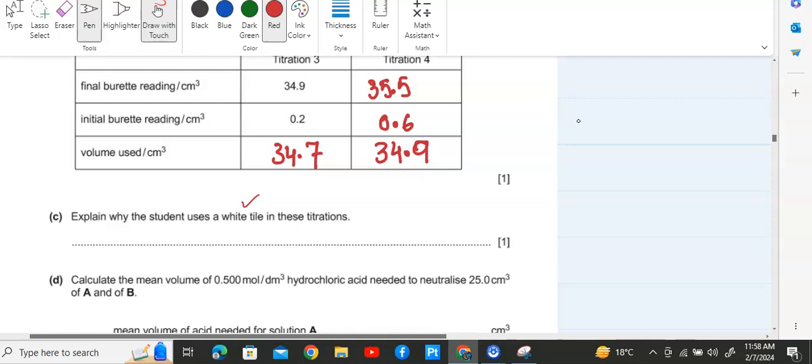Now explain why the student uses a white tile. As you already know, to get a clear color change at the endpoint.